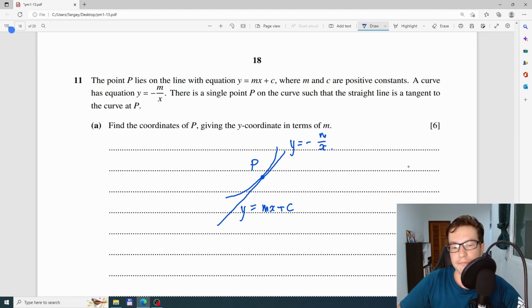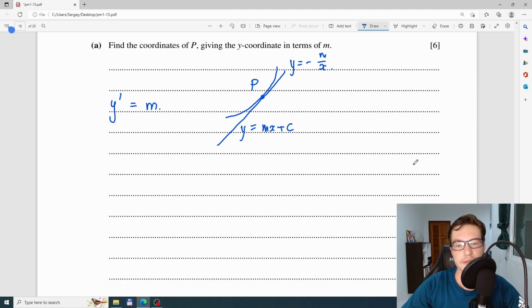Okay, let's analyze what happens at the point P. Well, the curve and the line share this point, so that means we can substitute the x and y coordinates into both of the equations. And also, because the line is tangent to the curve, that means the gradient of the curve equals the gradient of the straight line. And as we know, the gradient of the curve is given by the derivative. So the derivative must be equal to the gradient of the line, which is m.